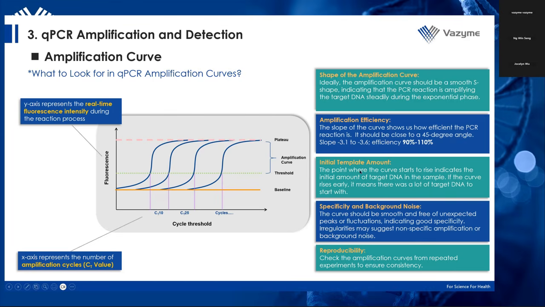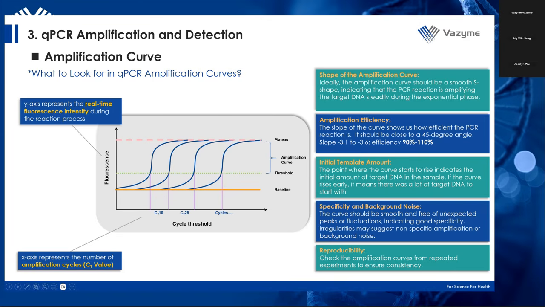And then next is the initial template amount. The point where the curve starts to rise indicates the initial amount of target DNA inside the sample. In your sample, you have a lot of different kinds of DNA, but what we are talking about here is the target DNA, your target gene that you are looking at. So the more gene you have, usually it also means the lower the CT value will be.